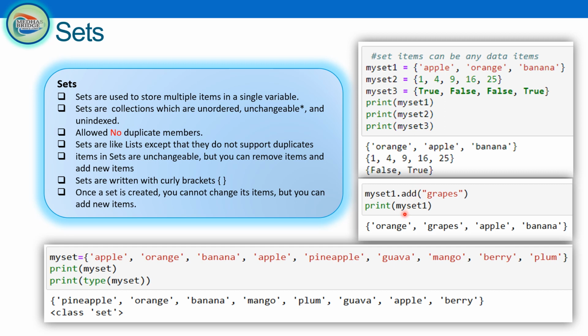We can add items to sets using add method. Here is an example. Next example demonstrates sets are unordered and do not allow duplicates. The item apple appeared twice in the input, but output displays only one occurrence. Removed the duplicate.